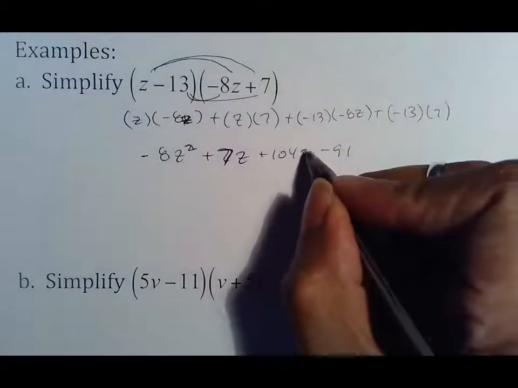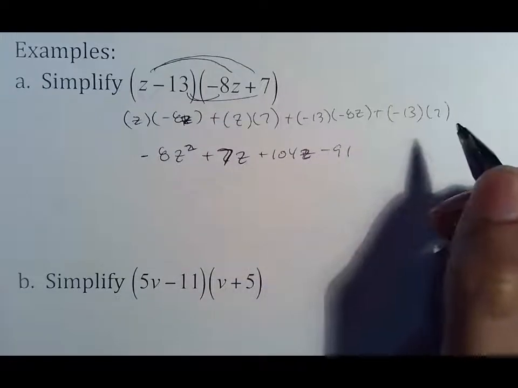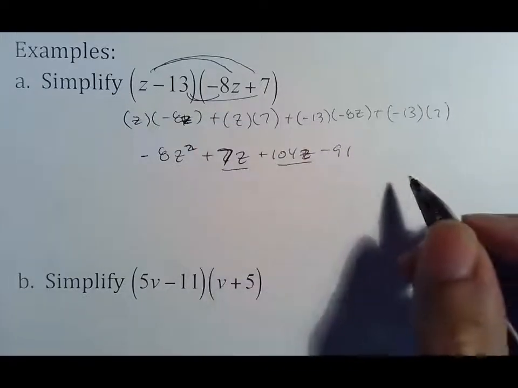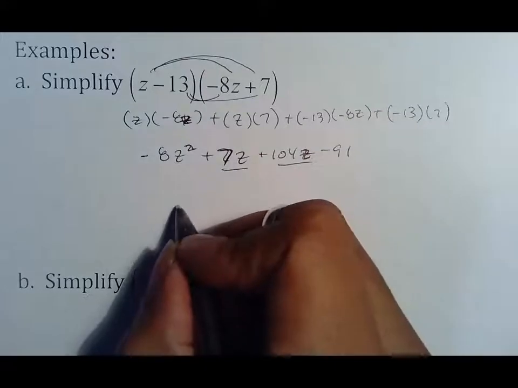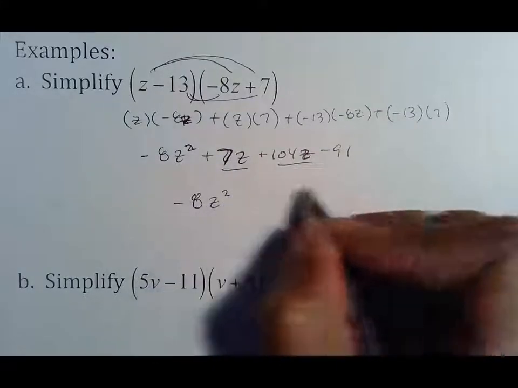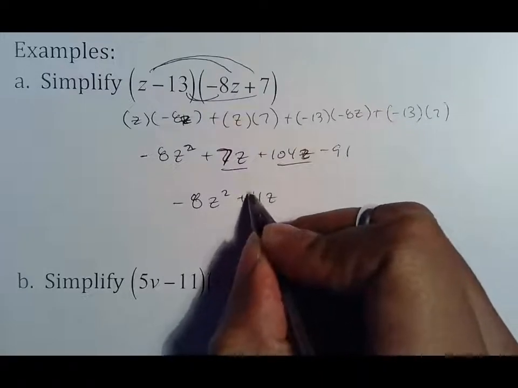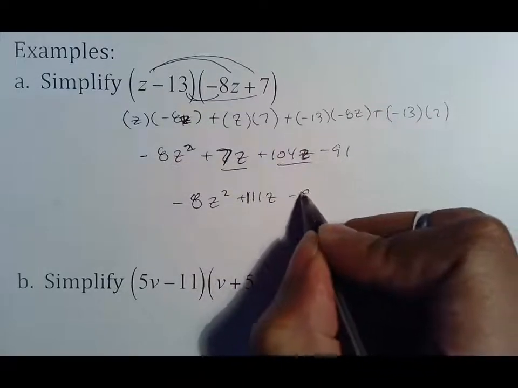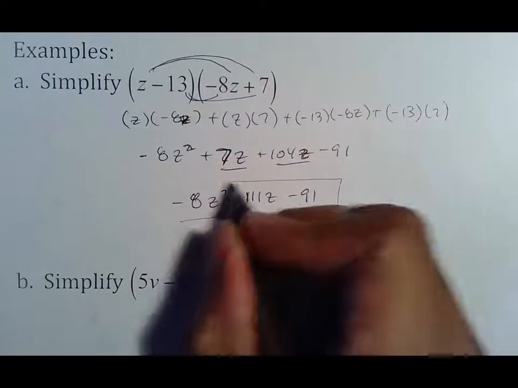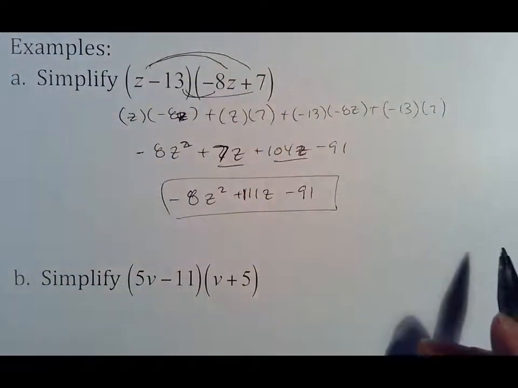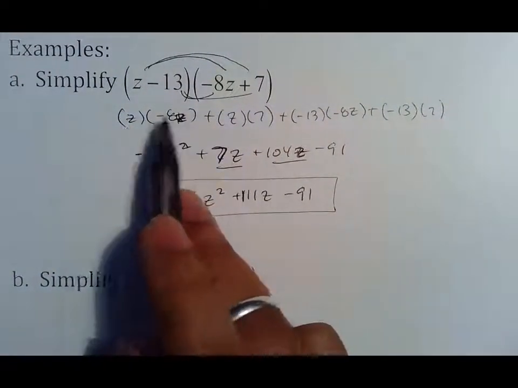Now, the thing you have to look out for is that there are like terms, z and 104z. Z's actually can be put together, so it's negative 8z squared. That makes plus 111z minus 91 would be your final answer. But all three of these boxes are necessary. You are going to have to show all these meetings.